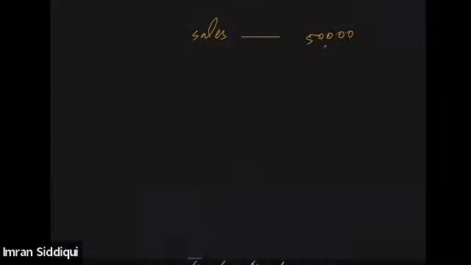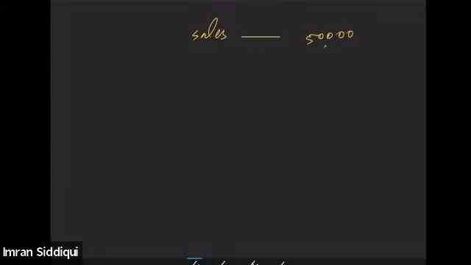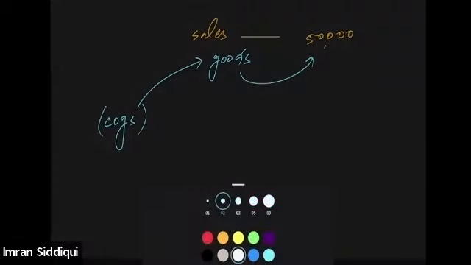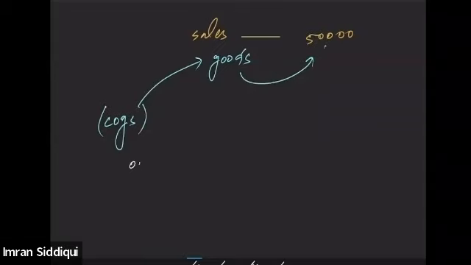But if we want to determine the cost of goods which has been sold to the customer, that cost is called cost of goods sold, also written as COGS. To determine the value of COGS, what do we do? We simply take the value of the opening stock, which will be given in the question most of the time.